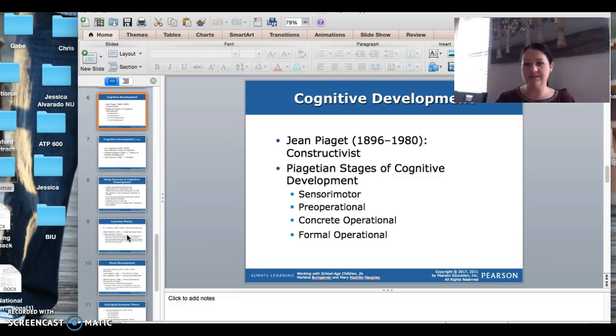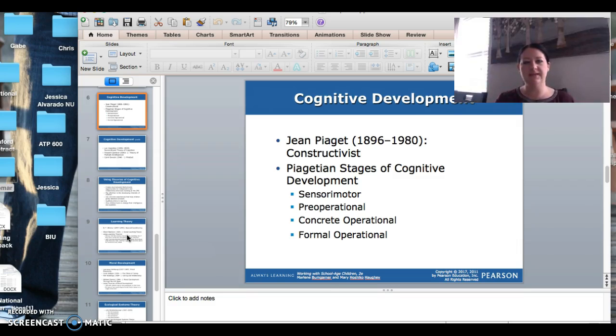When we think about cognitive development, of course, we think of Piaget, a constructivist theorist. So think about the stages of cognitive development. If you took 180, we talked about this, and I provided some additional supports. So if you do even just a quick Google search on this, you'll be able to pull the stages up.